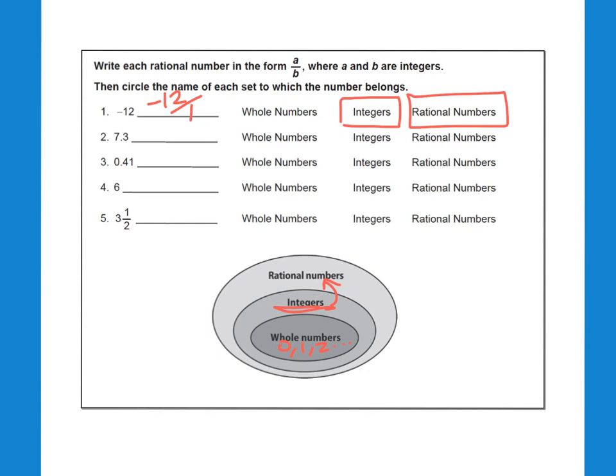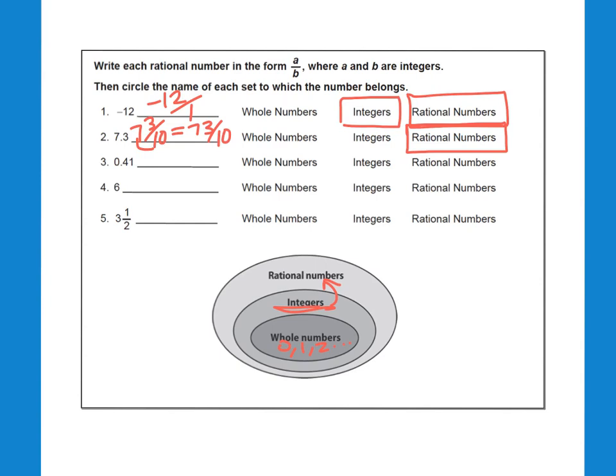So 7.3, I can write that as a fraction. I can say 7 3/10. And then I can say, 7 times 10 is 70, plus 3 would be 73/10. Now, 73/10 is not a whole number. It is not an integer. It would only be a rational number. So I can write it as a fraction, but it's not a whole number or integer.